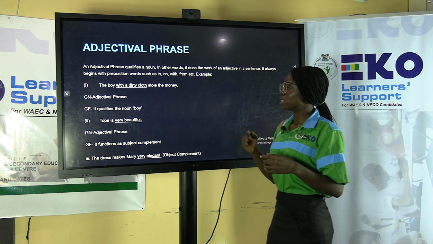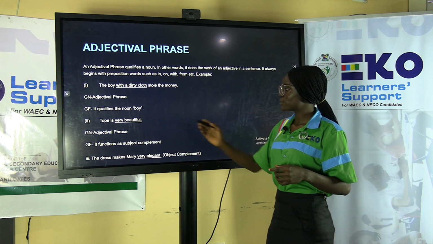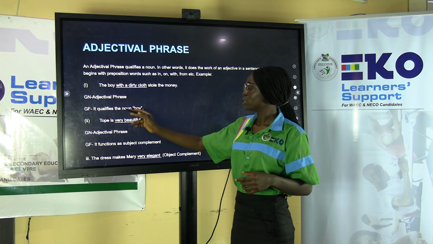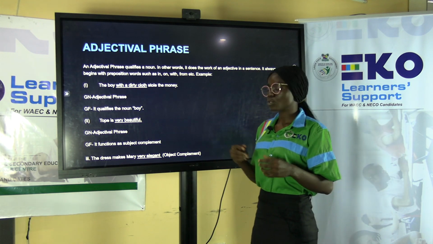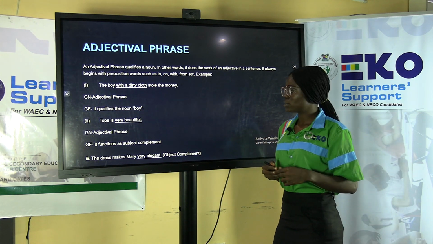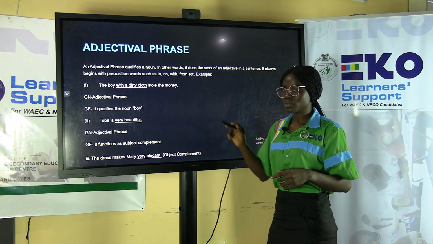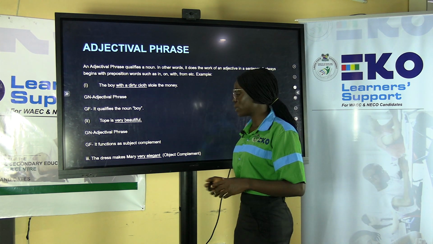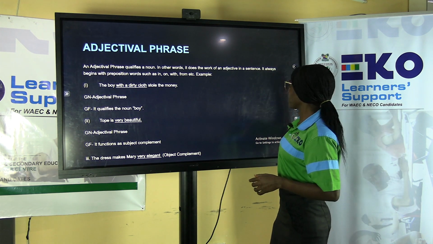So, in other words, an adjective phrase can qualify the noun. It can function as subject complement. It can function as object complement. I hope you understand that it can complement the subject, and it can also function as object complement.